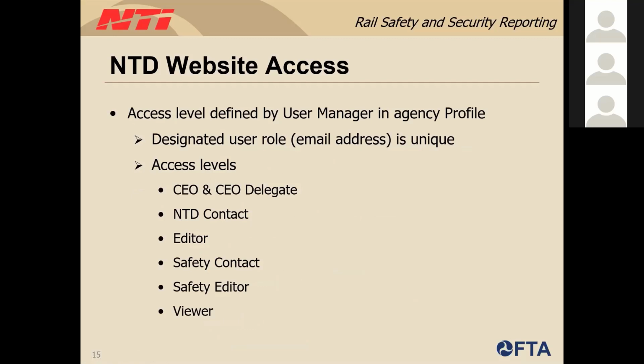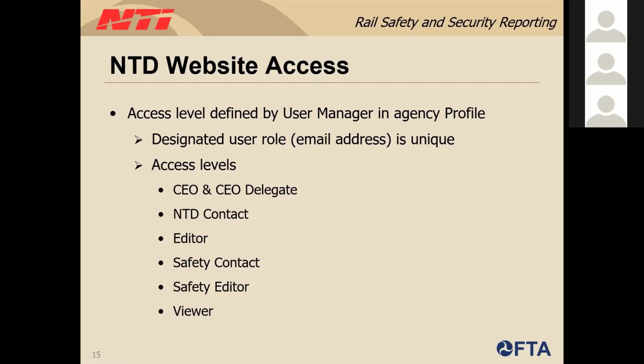The agency's user manager establishes a person's user role in the system. The user manager is also the point of contact if you need to have your user role changed. A person must be uniquely identified in only one role. There are 6 access levels for NTD reporting.